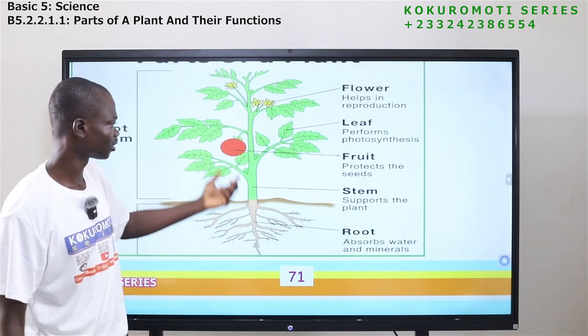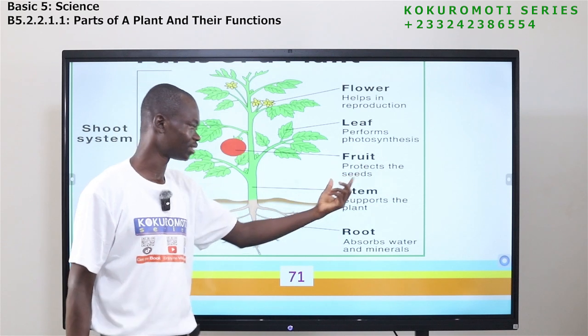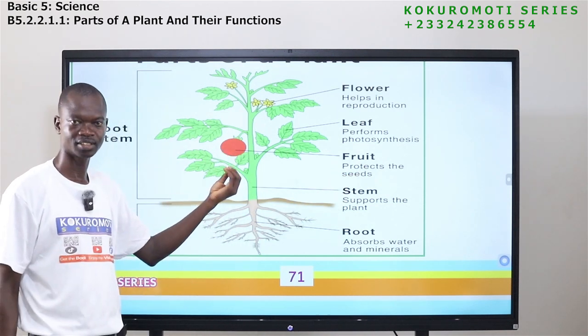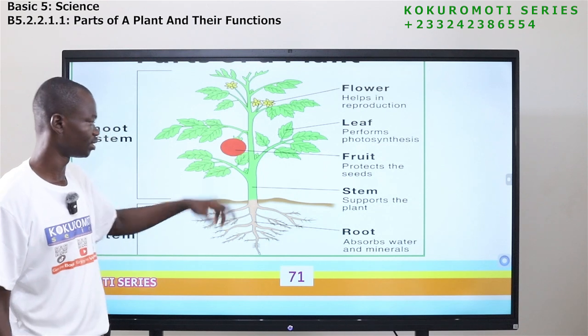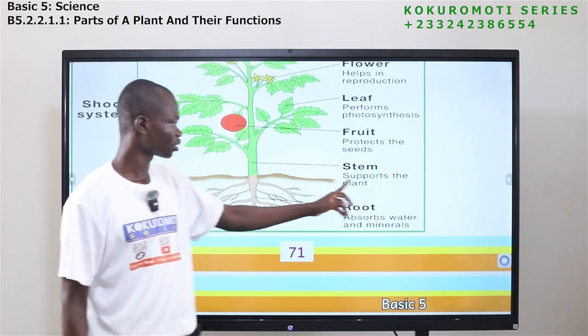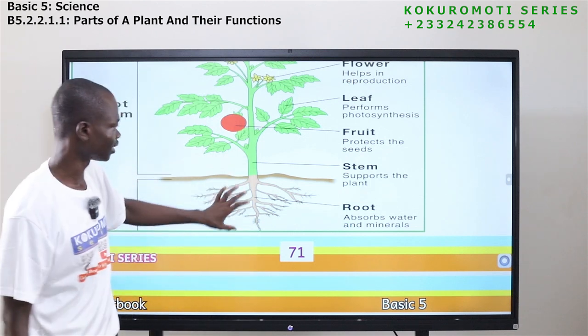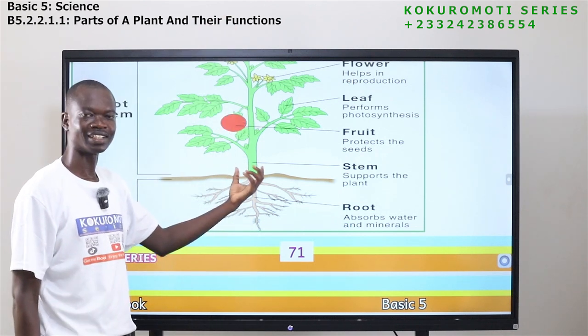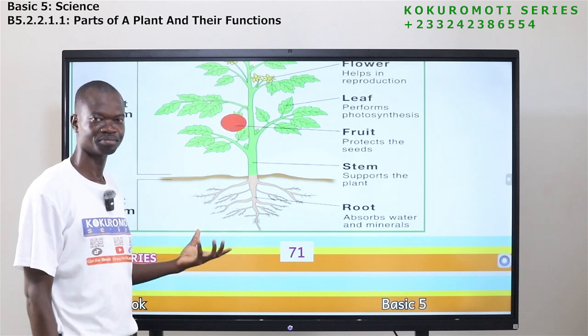Now we have fruits here. The fruit also protects the seed. So most of the fruits have seed. Now let's come to this side, the stem. The stem supports the plant. So if you look at this, all those here, the stem is supporting them.